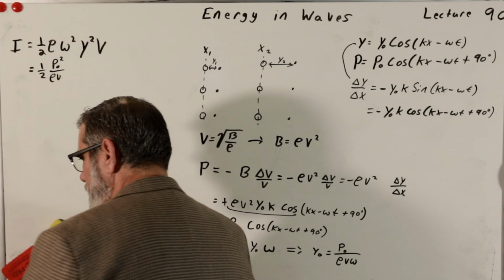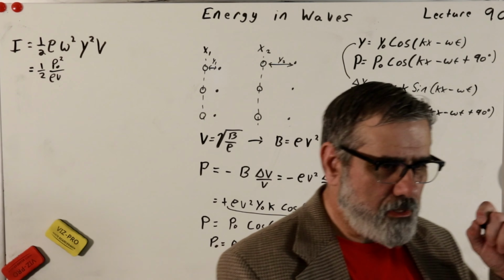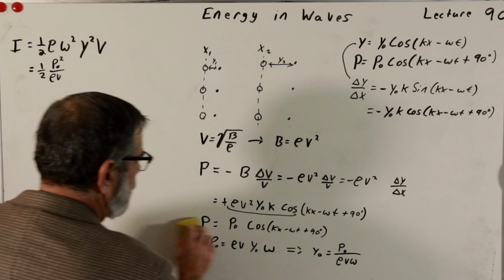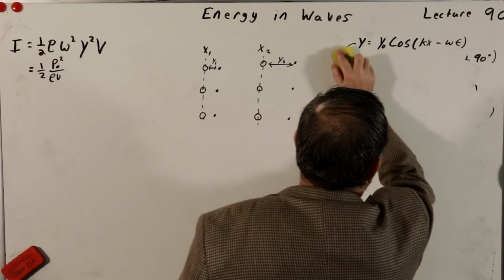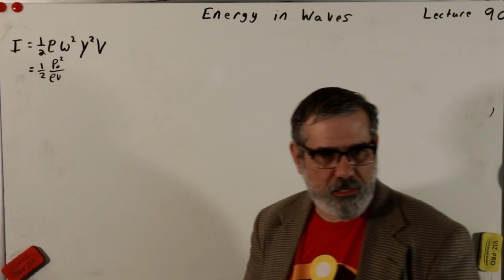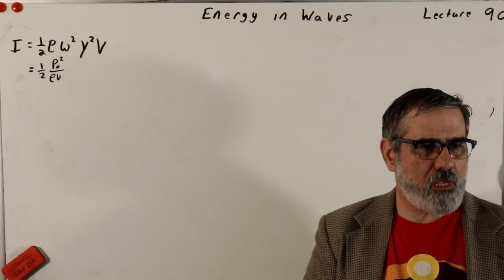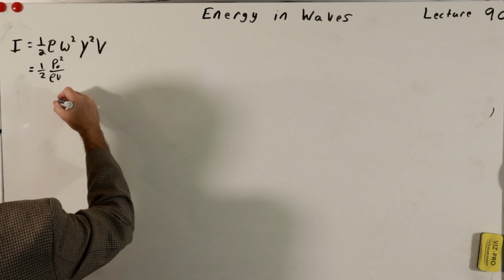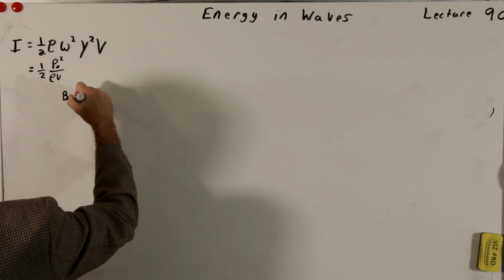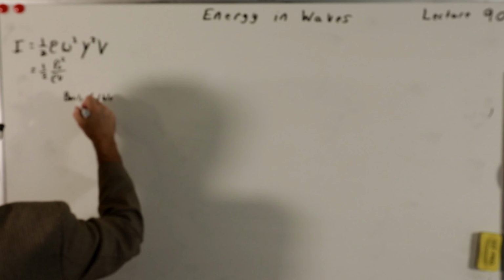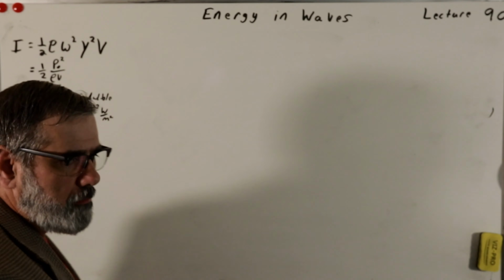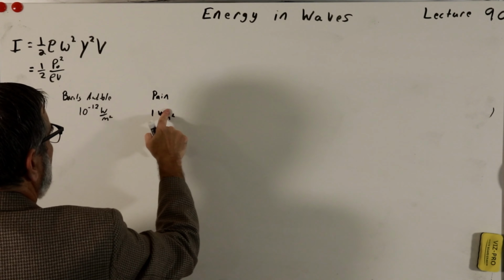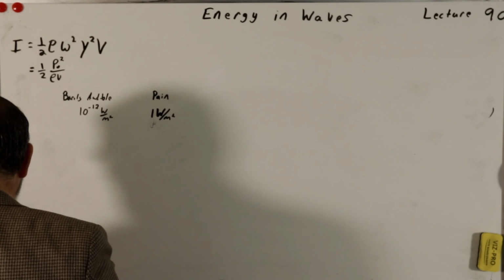So what's the softest sound that a human can hear? It's about a picowatt per meter squared. We just wanted to get an intensity equation in terms of the pressure so we could talk about sound waves and what you hear. So the range: a barely audible sound is about 10 to the minus 12 watts per meter squared. That's a picowatt per meter squared. The pain threshold, we'll call this pain, is about 1 watt per meter squared.